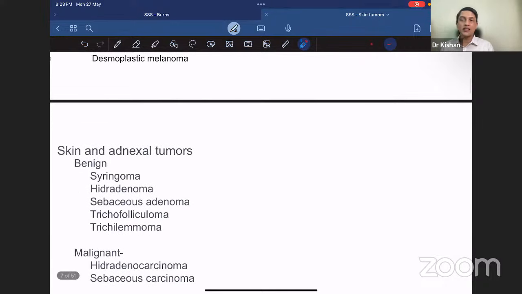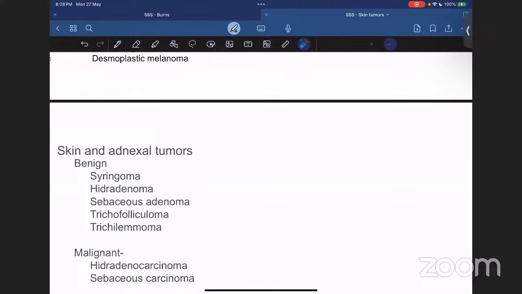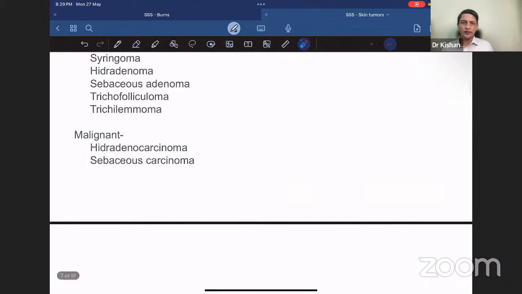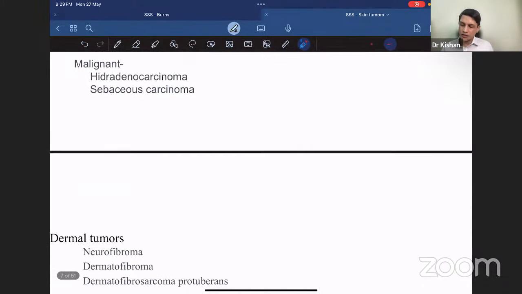Then you have adnexal tumors like benign syringomas, hidradenomas, which we can see over the scalp, sebaceous adenoma. In which condition do you get this adenoma sebaceum? Come on. In which condition? Tuberous sclerosis. Very good. Trichofolliculoma, trichilemmoma, all these are the benign ones. Malignant varieties are hidradenocarcinoma and sebaceous carcinoma. Not very important, very rare ones, not asked.